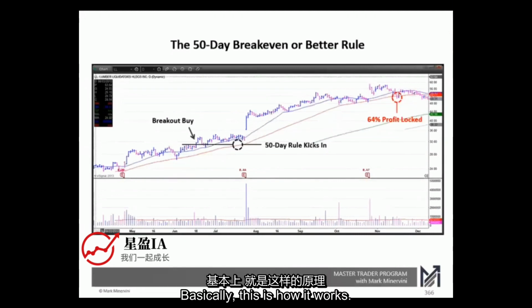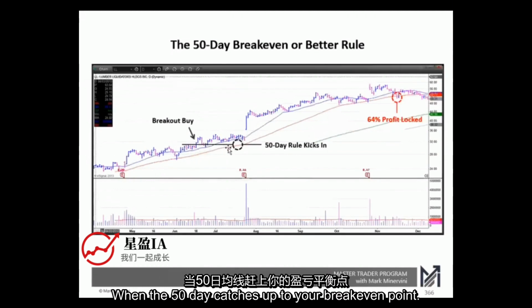Basically, this is how it works. So you buy the stock breaking out, you set your stop, right? When the 50-day catches up to your break-even point, right?